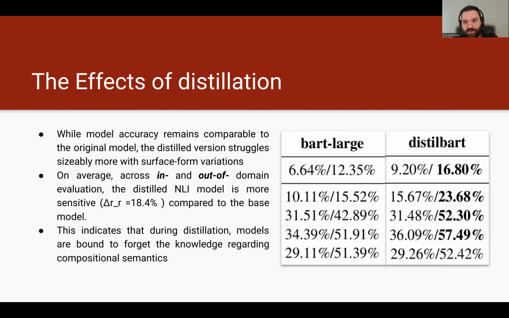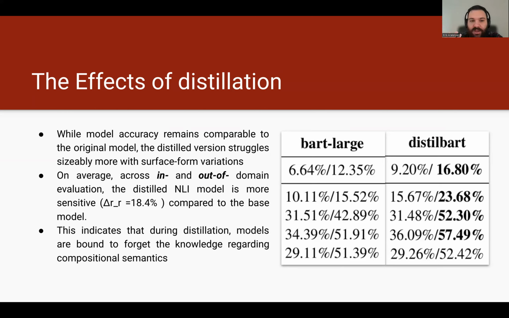So we see a bigger drop, a bigger label change, a bigger fooling rate for models that are distilled. While model accuracy remains comparable to the original model, the distilled version struggles sizably more with surface form variations. Essentially, distilling does not necessarily allow us to transfer even the very limited knowledge that we had about language understanding and semantics, and it's kind of lost in between. That's what we're getting at here.